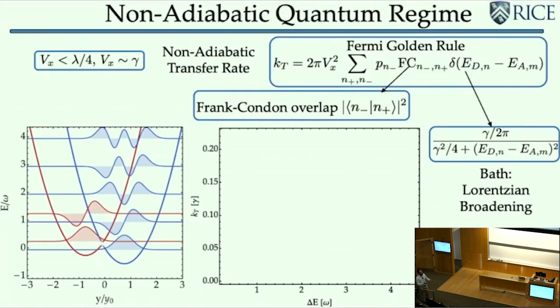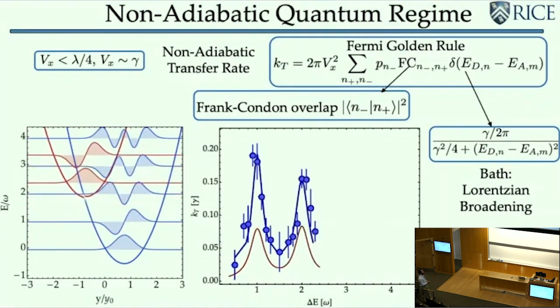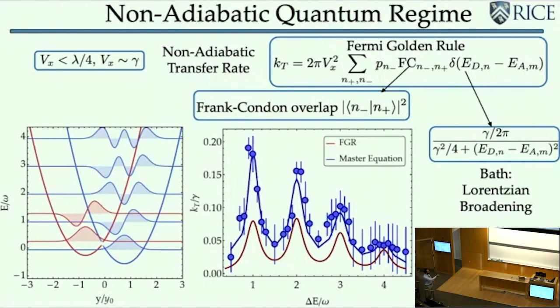And then you have the Franck-Condon factor, so basically the overlap between these two displaced harmonic oscillator states. Energy conservation is enforced by this delta function, but we can actually broaden this delta function with a Lorentzian, so that we can take into account the fact that we have a bath. If we now scan the energy in the experiment, each one of these points is an actual evolution, and we measure the transfer rate, and we see that it is qualitatively in agreement with the Fermi golden rule, but we are already outside the perturbative regime.